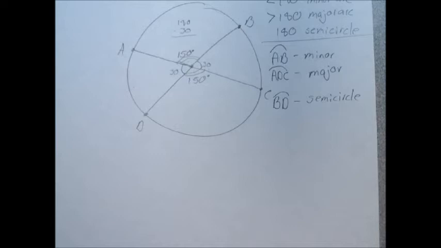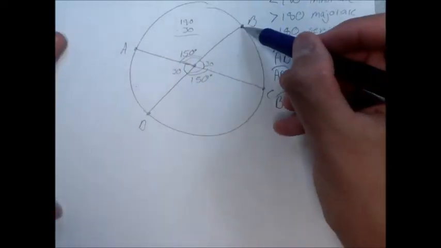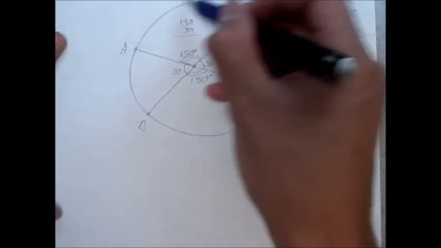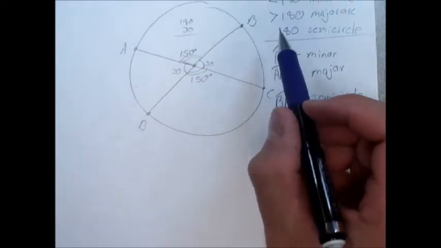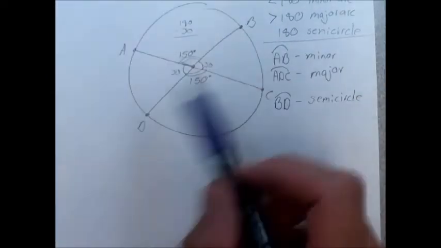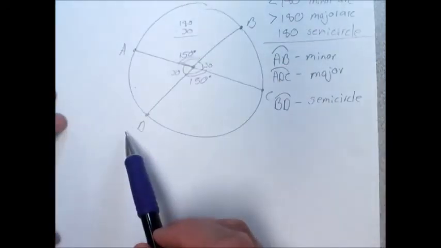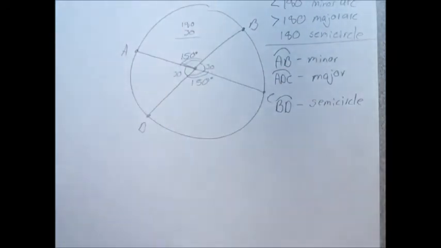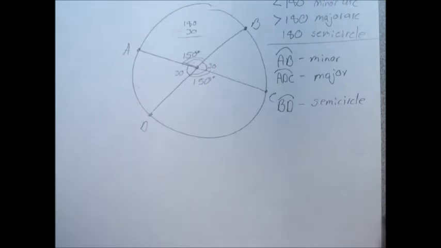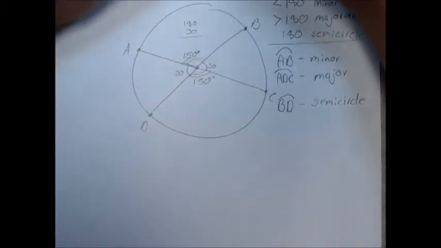Now, if I said arc BD, that would be exactly the same, right? Because it doesn't matter which way I travel. I can go BD around this way. I can go BD around this way. All I'm indicating when I say arc BAD is that I want you to go to the left. It's telling you what direction to travel. Any questions there before we move on?